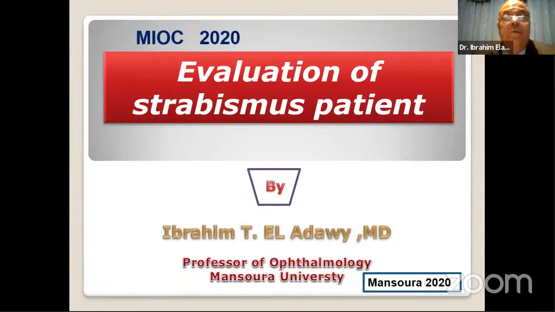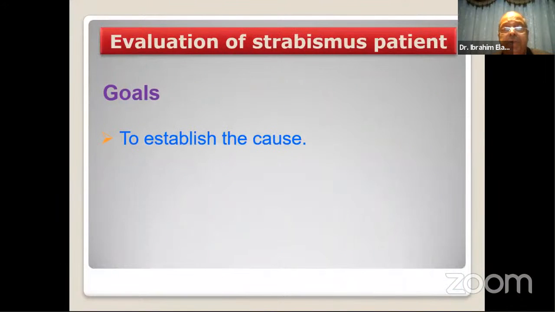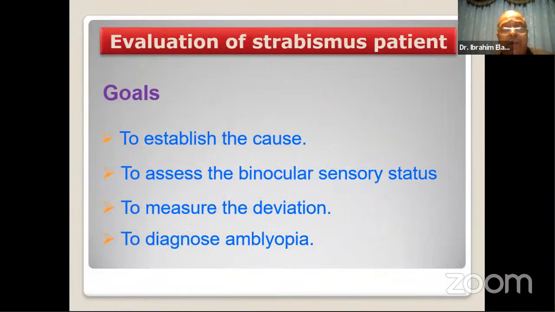Good evening, everybody. Thank you very much to the Romanian Ophthalmological Society for letting us be a part of this meeting. Today, we will discuss one item in the evaluation of a strabismus patient. As you know, strabismus is a unique entity in ophthalmology. Each patient should be evaluated on an individual basis. The goal of evaluation is to establish the cause of strabismus, to assess the binocular sensory status, to measure the deviation, as well as to diagnose whether there is amblyopia or not.